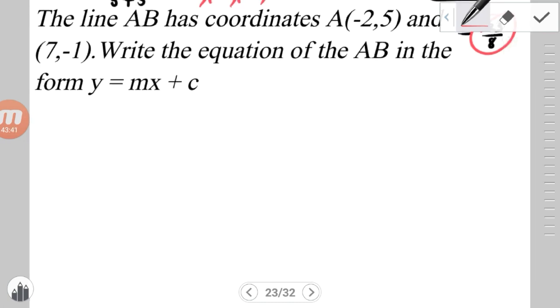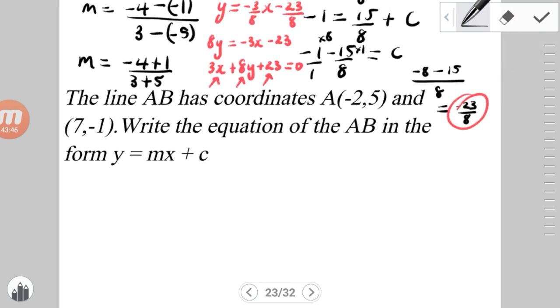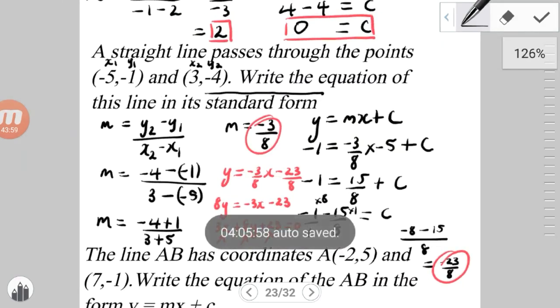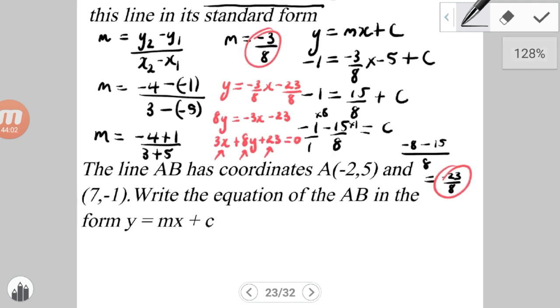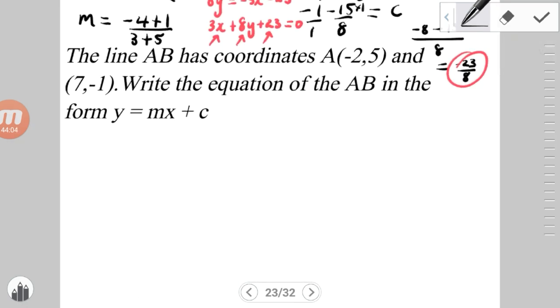So the line AB has coordinate values minus 2, 5 and 7, negative 1. We have to write the equation of AB in the form y equal mx plus c. So occasionally, as you can see here, they may ask you for the equation of a line without giving the line a name. Here, we've given the line a name, AB. So once again, we start off with the normal, finding the gradient, which is m is equal to y2 minus y1 over x2 minus x1.